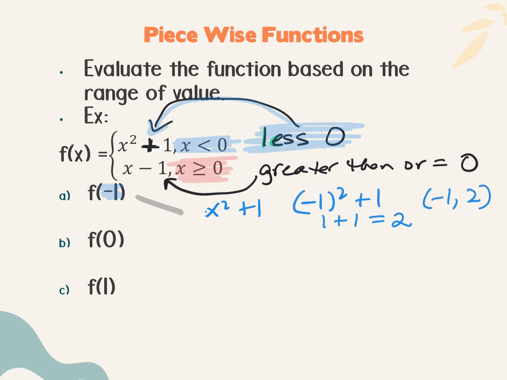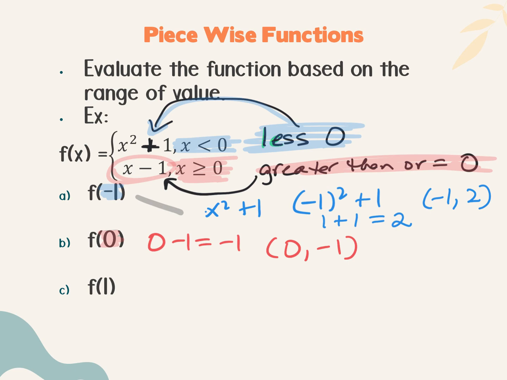For this one, 0, that's in the parentheses, is greater than or equal to 0. So I'm using this equation. I'm going to plug in a 0. So I'm going to do 0 minus 1. I get negative 1. And then my answer is 0, negative 1.